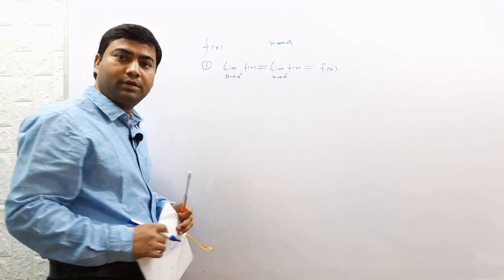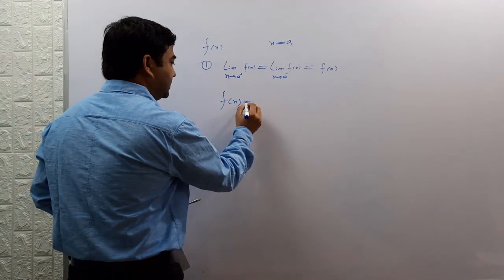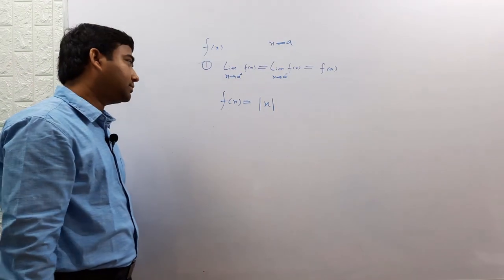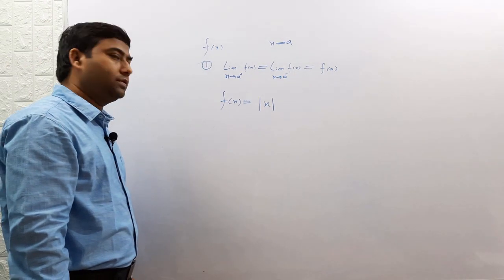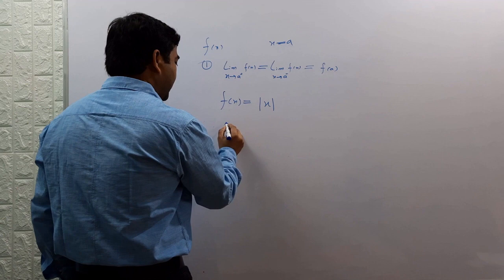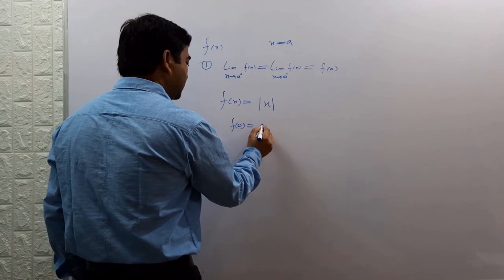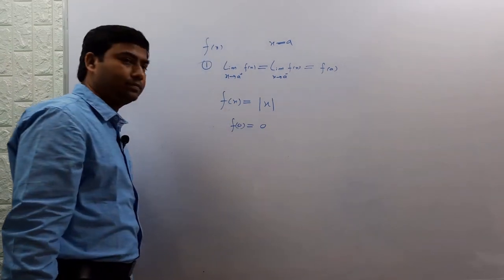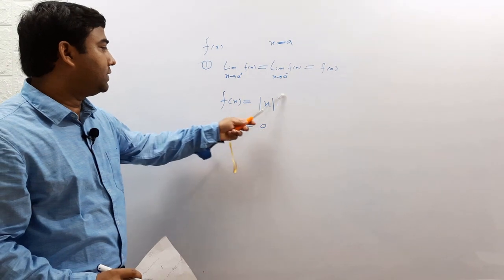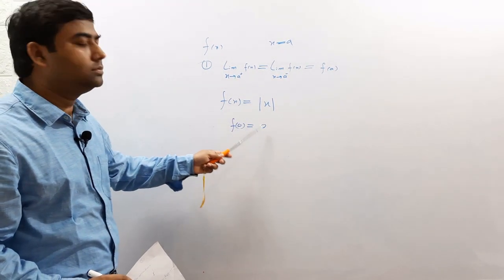Let us take an example of a continuous function. That is, the function is mod x. This is a function. The function is defined like this, and f(0) is equal to 0. Two things are given. This is the function, and the value of f at 0 is equal to 0.